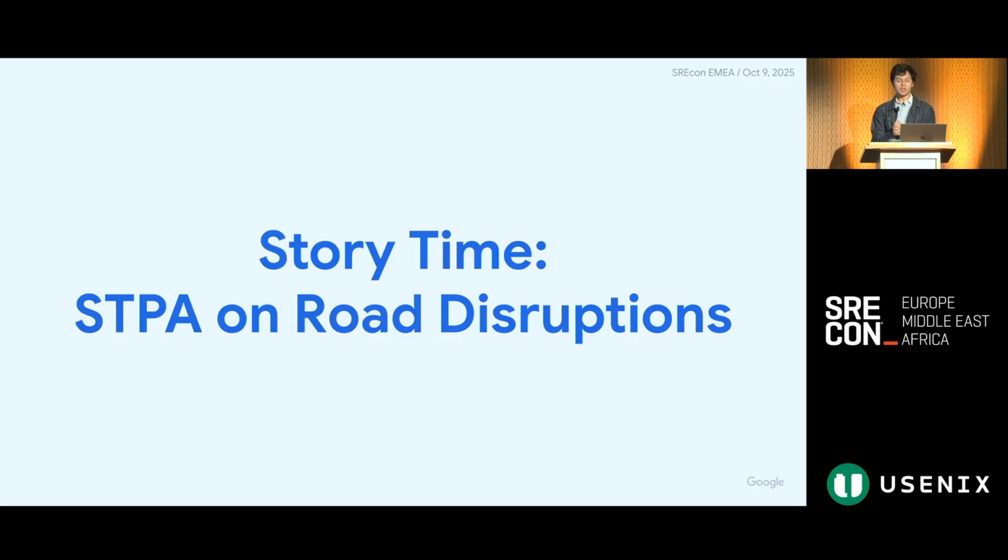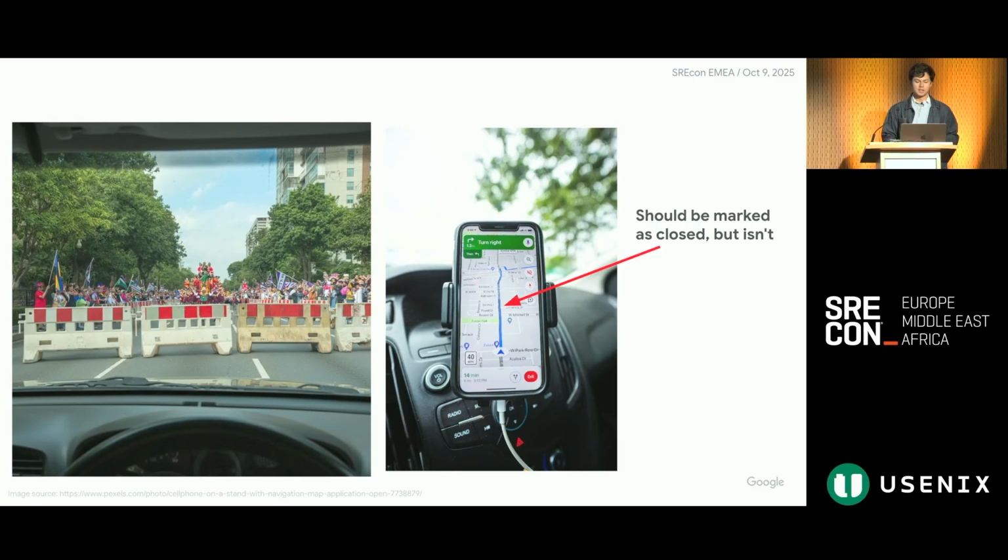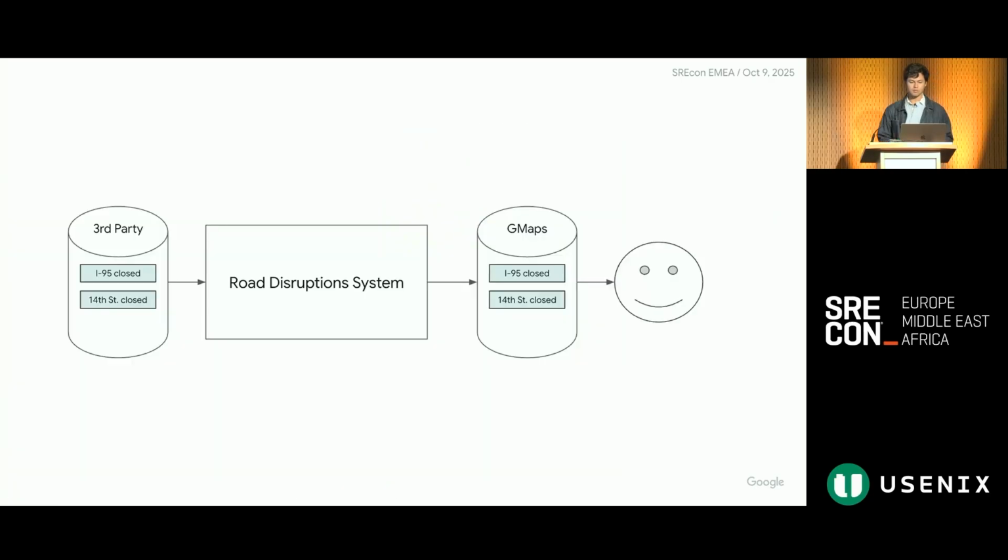Now, I'm going to tell you a story about how we applied STPA to the road disruption system in Google Maps. And if you saw the presentation that I gave at SREcon Americas or at the STAMP conference earlier this fall, this is the same system. So here's a friendly reminder of the incident that I presented earlier, where we designed a system that was supposed to ingest and publish live road closures on Google Maps, but it had a key design flaw that we ultimately found with STPA. So let's dive into how this system was designed.